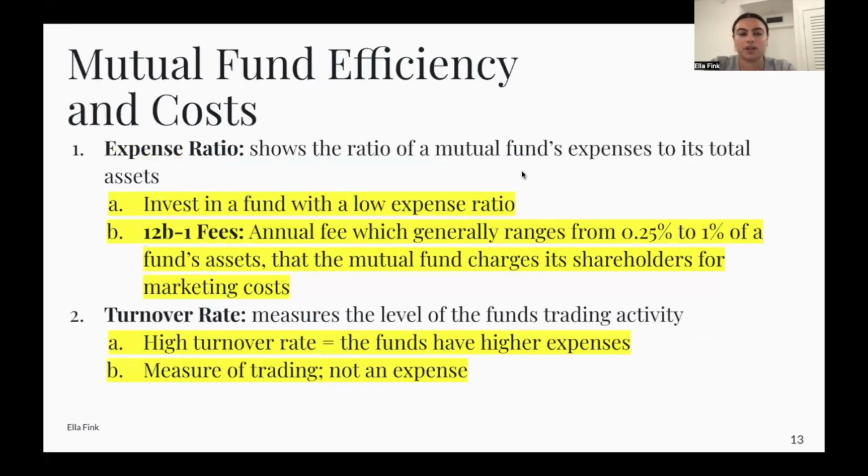Now, mutual fund efficiency and costs. First is the expense ratio, which is a ratio of a mutual fund's expenses to its total assets. You're going to want to invest in a fund with a lower expense ratio. Within this expense ratio is a 12b-1 fee, which is an annual fee ranging from 0.25% to 1% of a fund's assets that the mutual fund charges its shareholders for marketing costs.